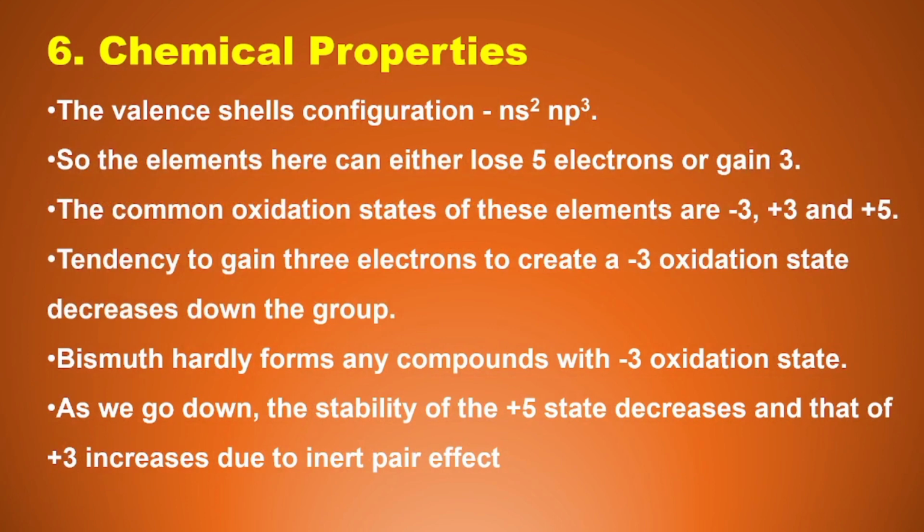Let's discuss the chemical properties now. The valence shell electronic configuration is ns2np3. The outermost electronic configuration being ns2np3 means it can either lose 5 electrons or gain 3 electrons to form the octet of 8 electrons, that is ns2np6. It can either release or lose these 5 electrons and take part in a reaction, or it can gain 3 electrons.